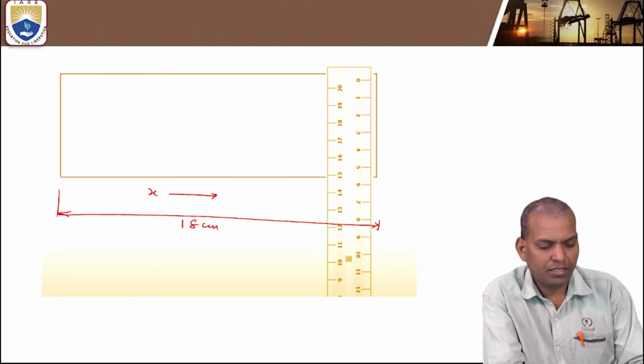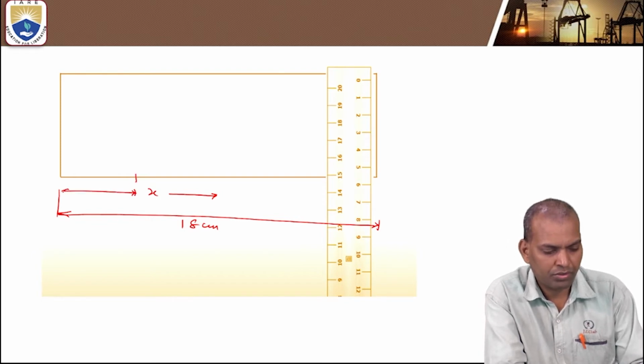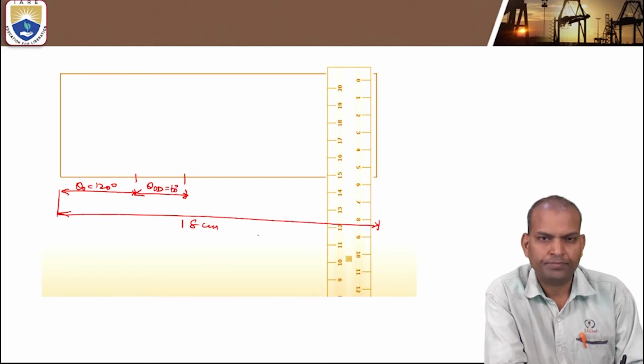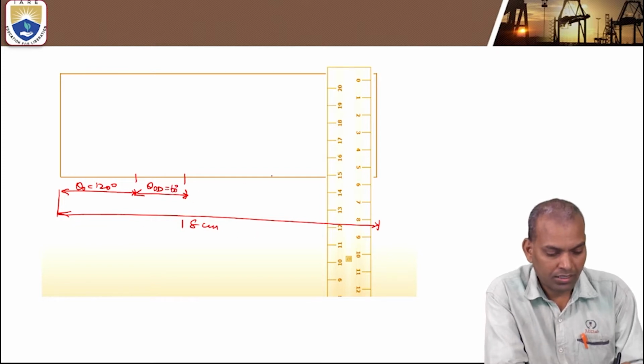In that 18 centimeters, 6 centimeters goes to the outward stroke, that is 120 degrees. The next 3 centimeters is the outward dwell, that is 60 degrees. Then again 6 centimeters is the return stroke, 120 degrees.